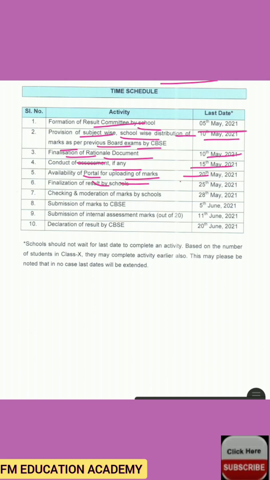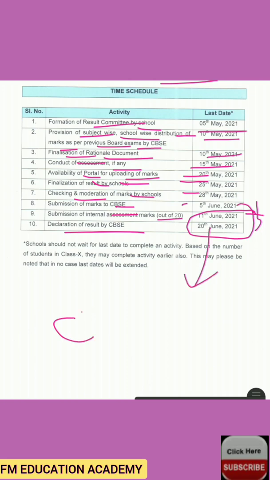Finalization of results by school, 25th May. Checking and moderation of marks by schools, 28th May. Submission of marks to CBSE, 5th June. Submission of internal assessment marks out of 20 by 11th June if they have not been uploaded yet. And result will be declared on 20th June 2021. So CBSE result is on 20th June 2021. So these are the dates and times which will be followed.